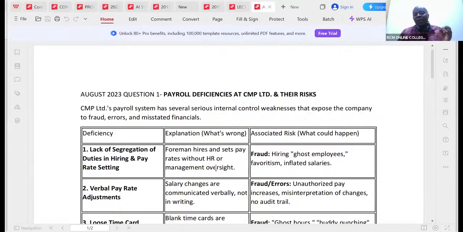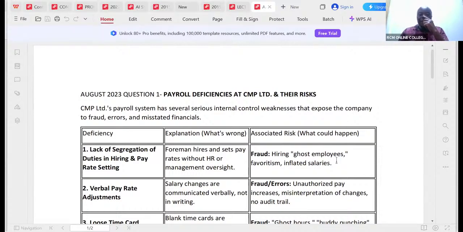So if you're giving this foreman all the powers, he happens to be a gentleman, I'm assuming, and he is the one hiring and at the same time setting up the pay. If a good lady comes and smiles at this guy, chances are he can easily give a higher pay. He may not even consider the technical competence of this girl. So the associated risk, what could go wrong? Hiring ghost employees, favoritism, inflated salaries. Once you write like that, ladies and gentlemen, you are done. There will be favoritism here.